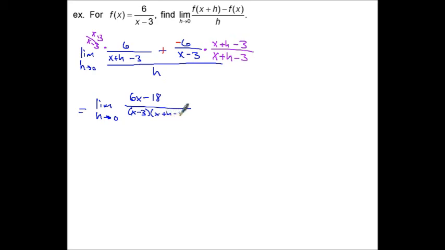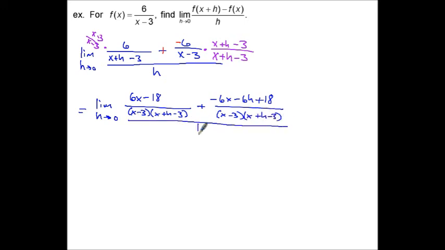So x minus 3, x plus h minus 3, and I've got plus, and I distribute my negative 6, brace yourself, negative 6x minus 6h, and then a plus 18, all over that same messy looking thing, x minus 3, x plus h minus 3. And again, living all on top of that h. Don't forget about this guy. At this point, I'm getting a little thin on room, but here we go.